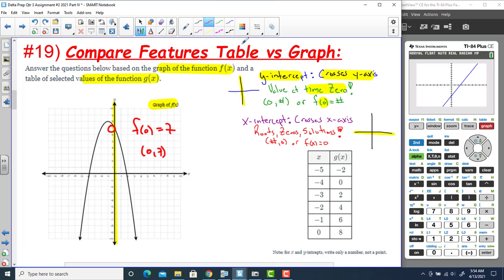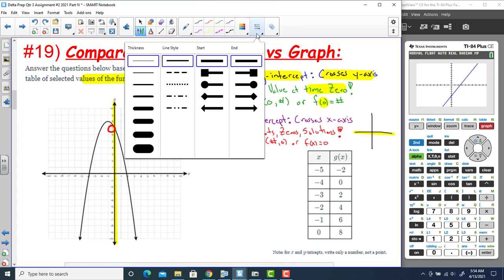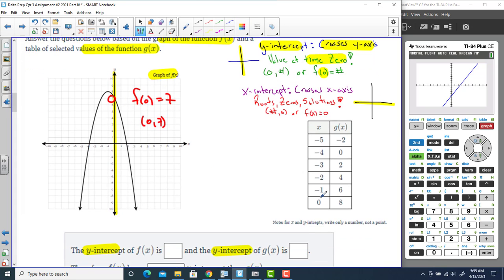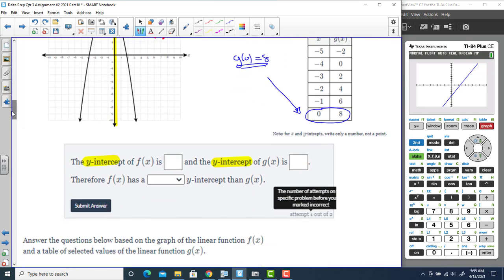If I look for that same information in the table of g(x), the second relationship, I'm simply going to be looking to see what the relationship measures at time 0, which is at the bottom of the table. At time 0, g(0), the relationship measures 8. And based on that information, I can fill in the drop-down box below. The y-intercept of f(x) was 7, the y-intercept for g(x) was 8, and therefore f(x) has a lower y-intercept than g(x).